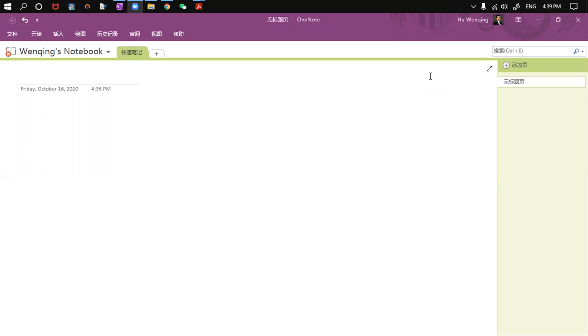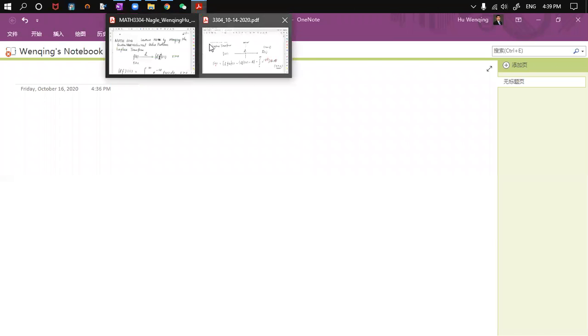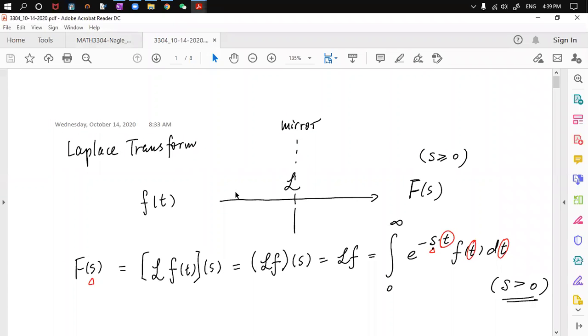Okay, so let's come back to our lectures. In the last lecture, we have been talking about the Laplace transforms. So basically, we were viewing the Laplace transforms as a mirror.